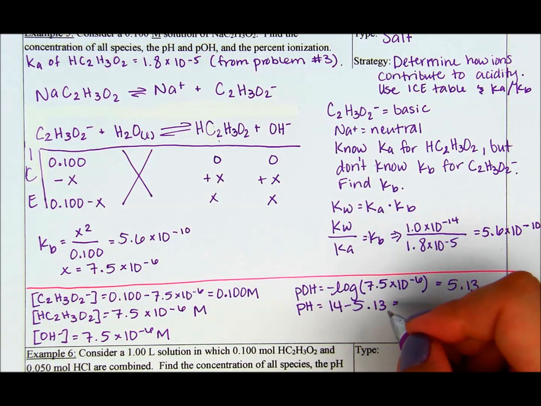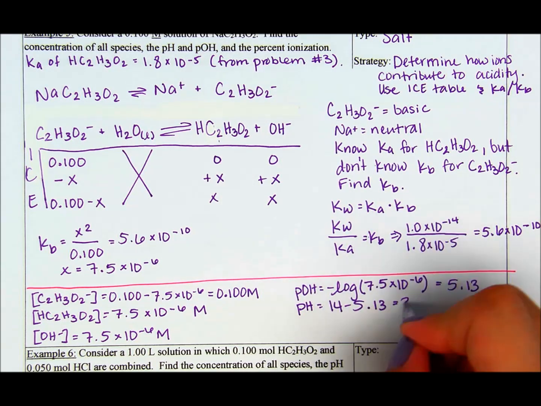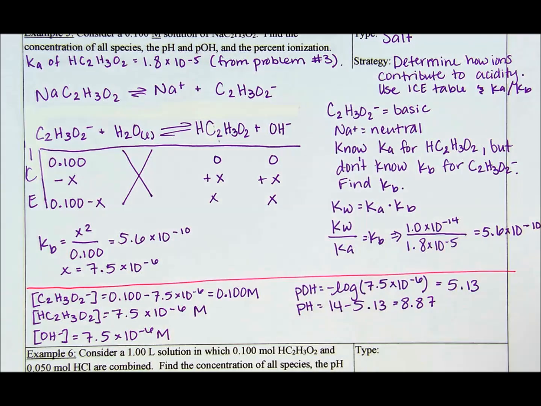And that's going to give me, let's see, what is that? 8.87. That's my pH, which is good. So my pOH is lower than 7, which means it's a base. pH is 8.87, so it's not super basic. It's not like those ones that we were seeing before, but it's still a base.